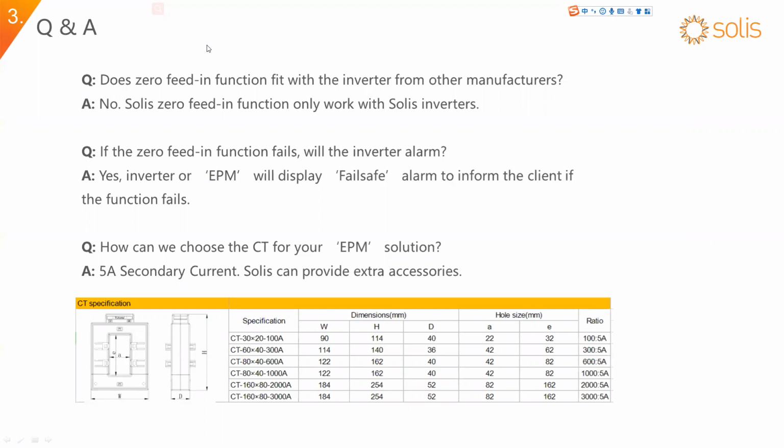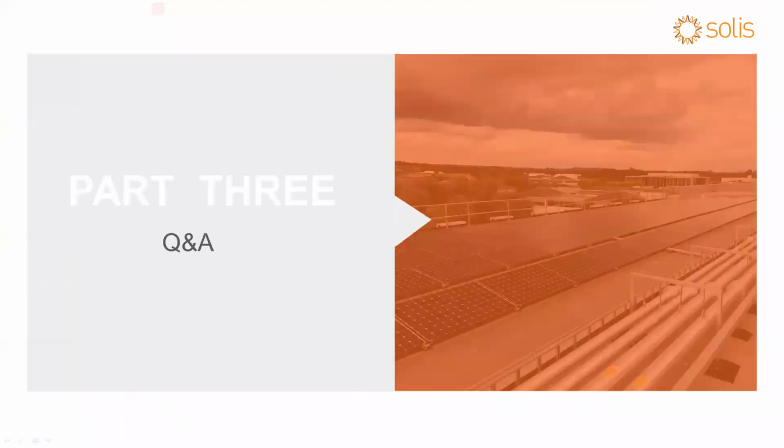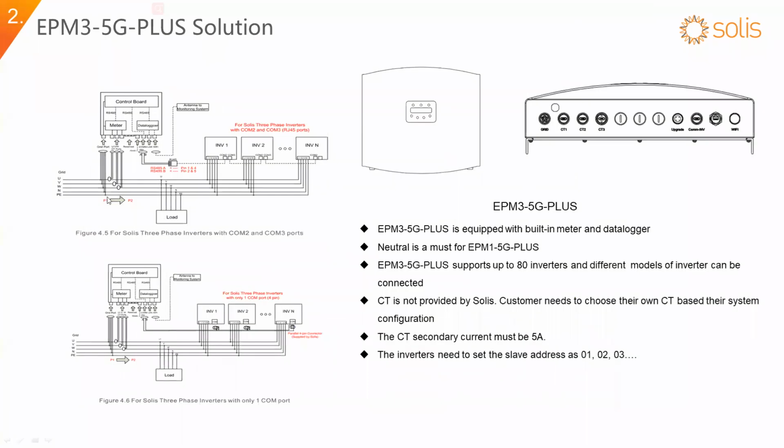The CT's direction, the right polarity, I think we define the CT's polarity in the diagram. So for example, in this diagram, you see the P1 and P2. You need to make sure the P2 of the CT is facing the inverter, and P1 is facing the grid. That is the polarity for the EPM.